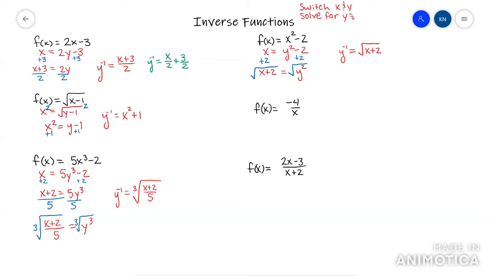All right, the next ones are rationals. Now, rationals are where they get kind of tricky. A number over an x, this kind of rational, isn't that bad. Let's go ahead and switch x and y. I'm going to do it off to the side here so I have a little more room. So switch x and y.